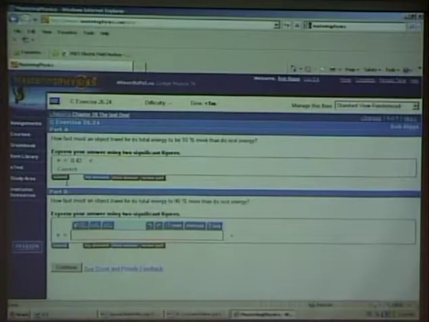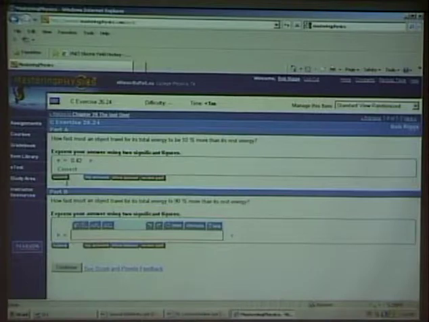Where'd you get that 1.1? It said it wanted 10%. It's going to be 10% greater. And so 1 plus 0.1 comes out to be 1.1.